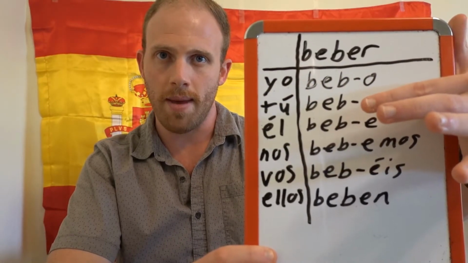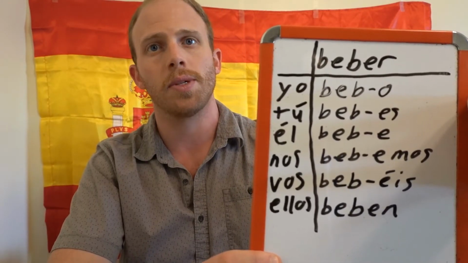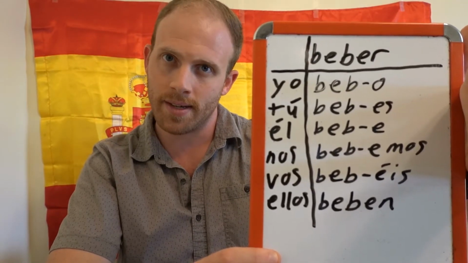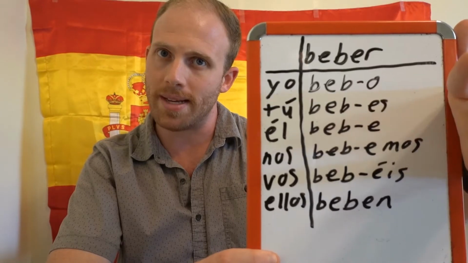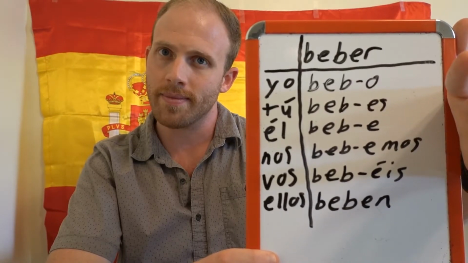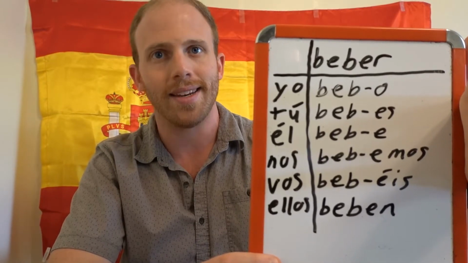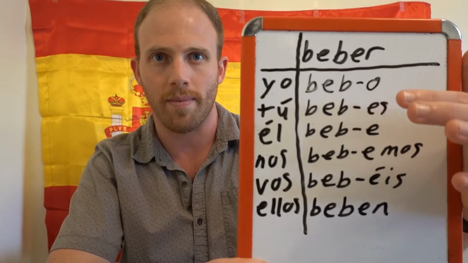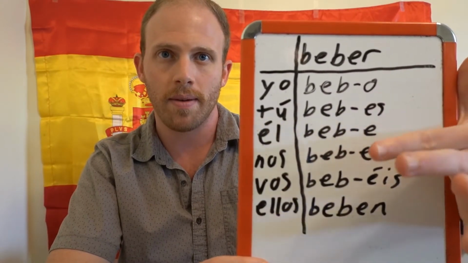Tú bebes. You notice in AR verbs, it was like comprar would be compras. But in ER verbs, it's bebes. Okay? So that's what you want to watch out for. There are differences between these verbs that end in different letters. So it's different conjugations for them. And then you have él bebe.